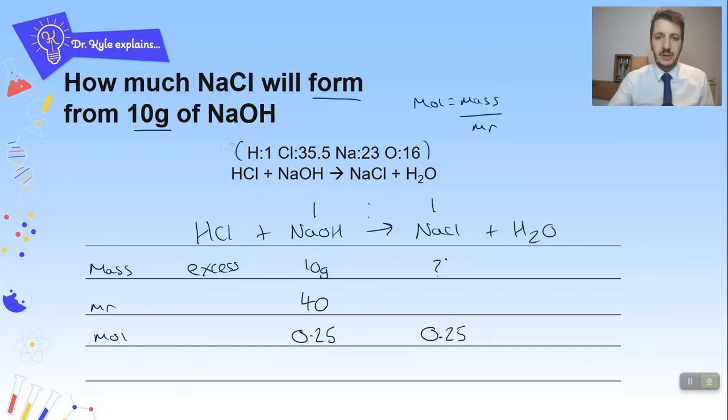Now, how do I then calculate my mass? Just quickly, I'm going to work out my Mr. So I'm going to do 23 plus 35.5. That gives me 58.5.